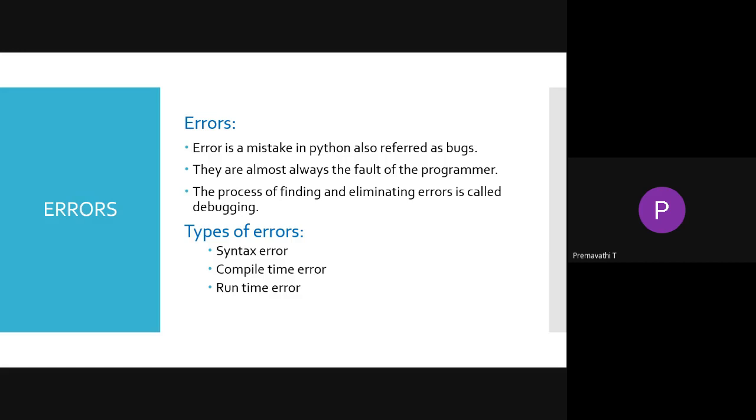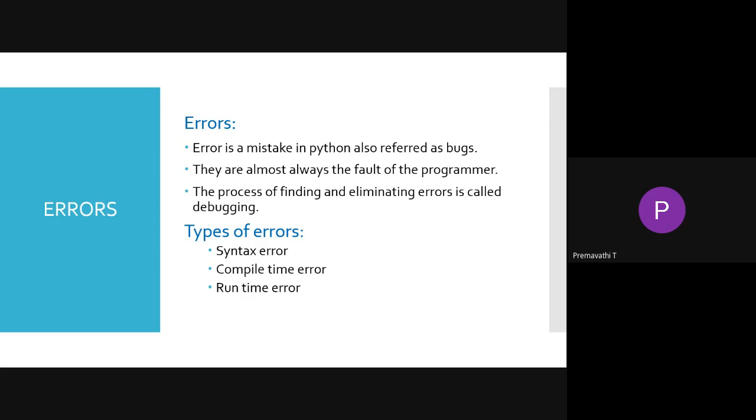So here, first thing we are going to see is what is meant by error. The error is nothing but a mistake in Python. It is also referred to as a bug. It is almost always the fault of the programmer, and the process of finding and eliminating the errors is called debugging. Here we have some types of error: syntax error, compile time error, and runtime error. How do we differentiate those errors?